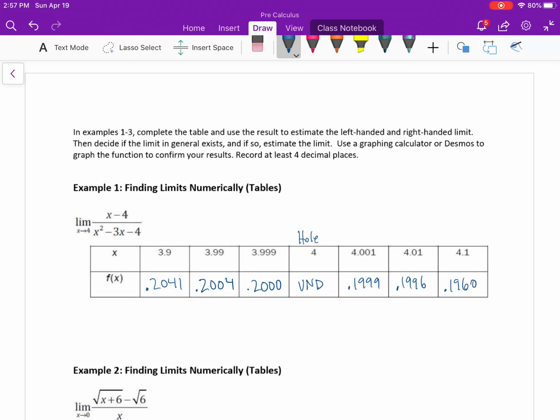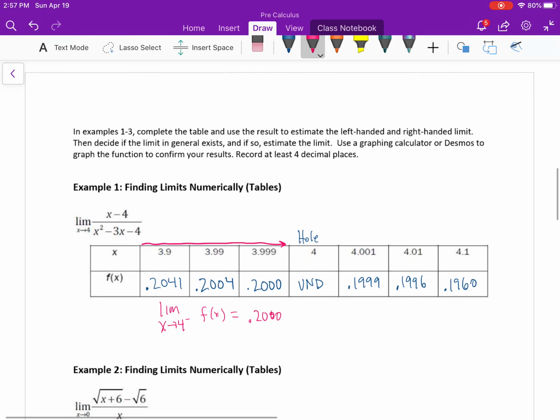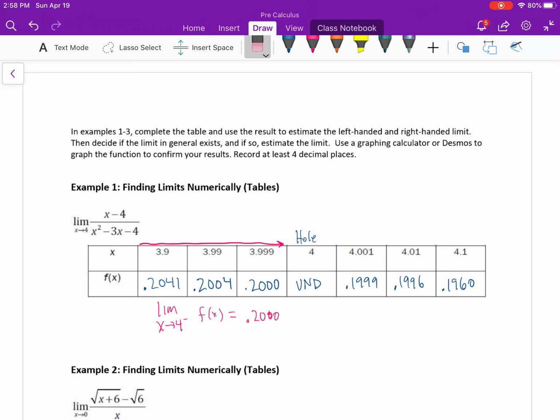Alright, so as our x values get closer and closer to 4 from the left side, that's what we call the limit as x approaches 4 from the left side of this function. And it appears that that is going to be 0.2. Those values get closer and closer and closer to 0.2. I'm going to go ahead and delete those trailing zeros.